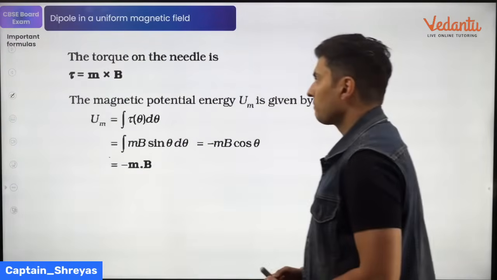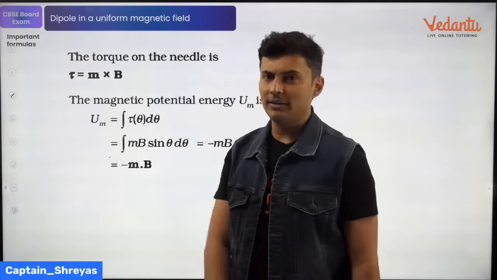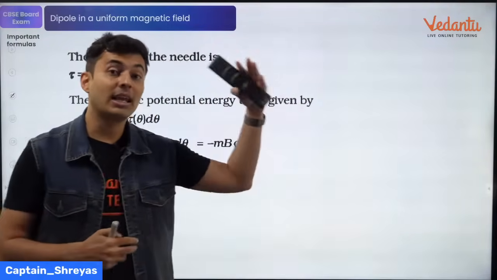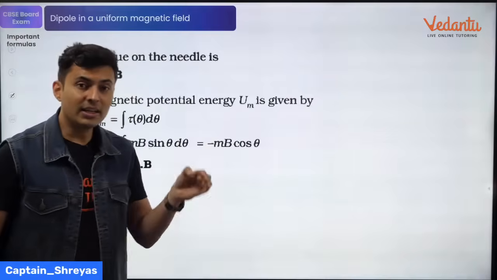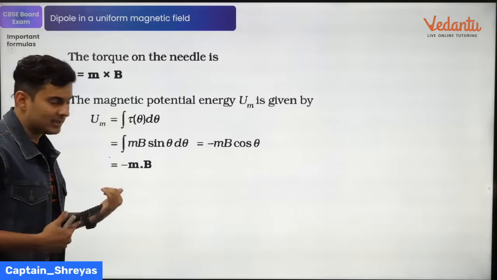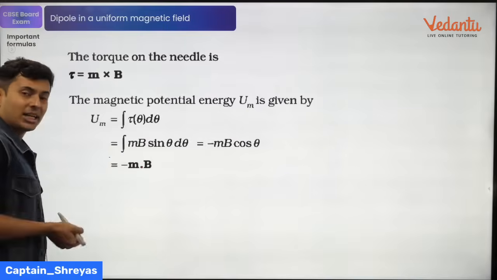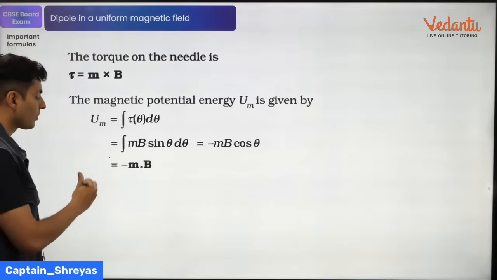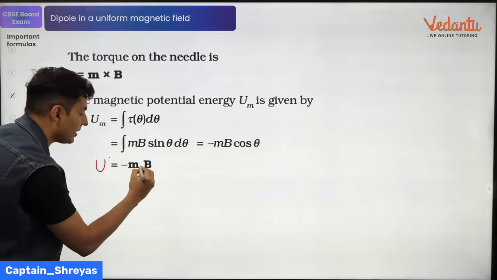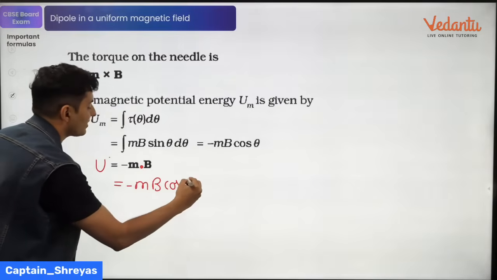Next important point. I think torque I have already told. Torque on a magnetic moment placed in any field is m cross B. Similarly, remember the energy of a dipole placed in an electric field. It was field into the dipole moment. Here also it is the same thing, but obviously a minus sign is there. So it is field into the dipole moment, but there is a dot product. Keep in mind, because this is energy. So magnetic potential energy is minus m dot B. This is a dot product. If you want, you can write it as minus mB cos theta.